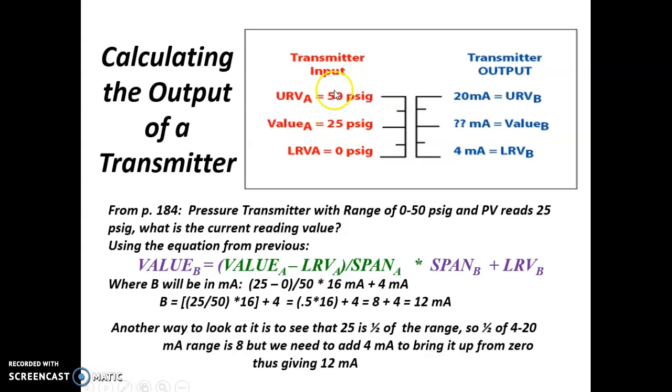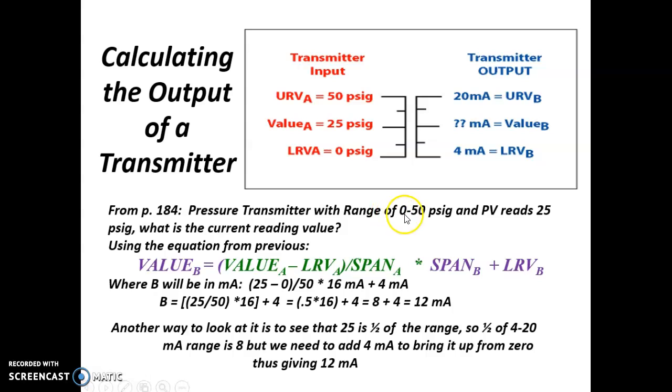Okay, let's take this example. We have a pressure transmitter. It goes from 0 psig to 50. That is my range. My current value is 25 psig. We want to know what that converts to in milliamps. Our transmitter output will be from 4 milliamps to 20. That is our range, and our span is 16 milliamps. So we'll talk about these numbers. Here's how you solve it. This is on page 184, if that helps you as well.